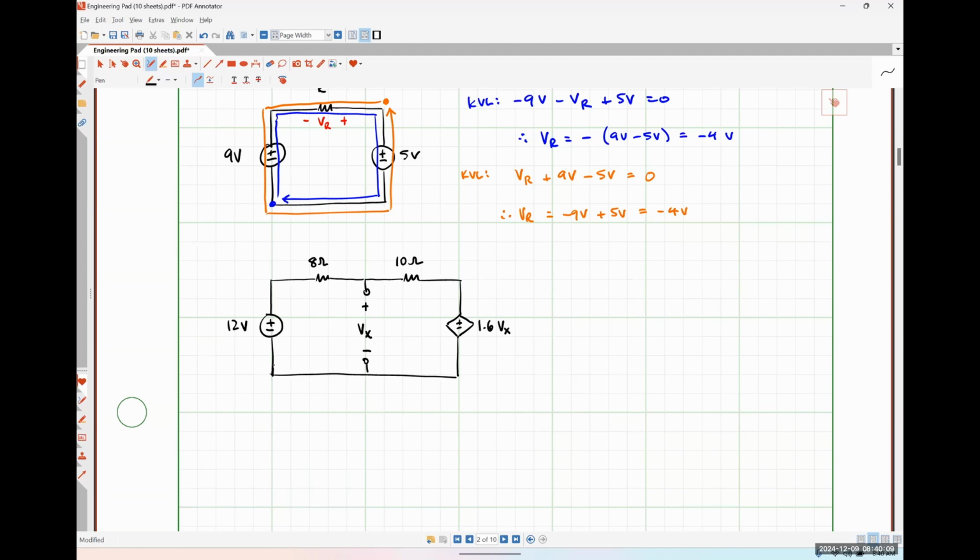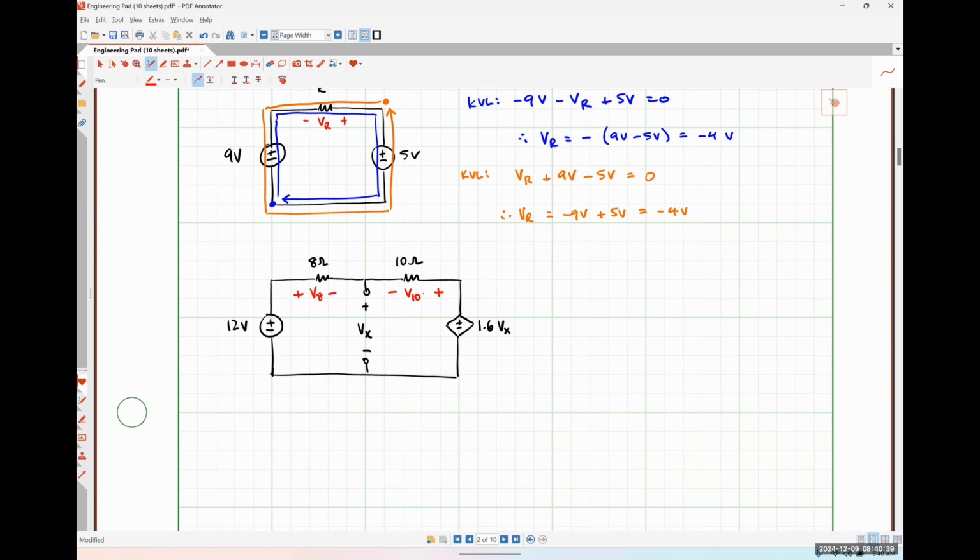So I want somebody to assume a polarity for the 8-ohm resistor. Positive polarity on the left or positive polarity on the right. Just somebody hit me with something. Positive polarity on the left. All right. So let's call this voltage V8. And just to be a jackass, I'm going to choose the polarity of the voltage across the 10-ohm resistor to be opposite. Okay. All right.